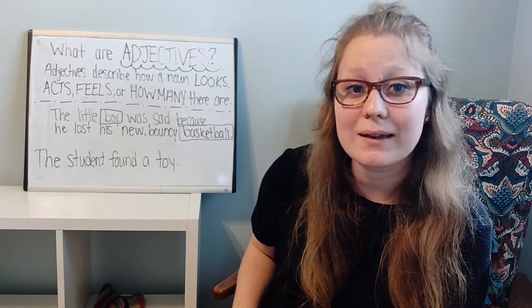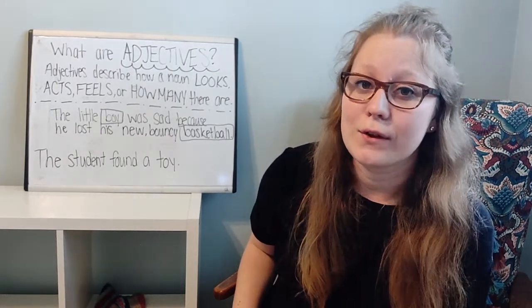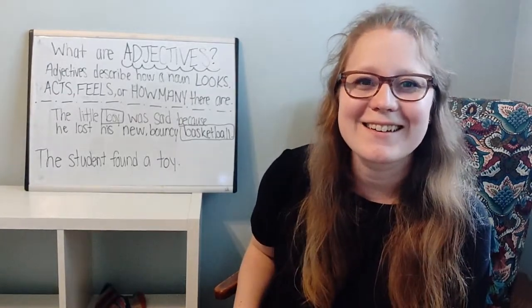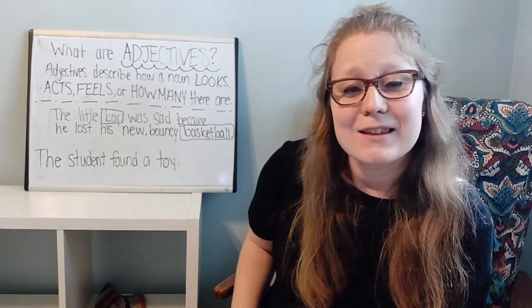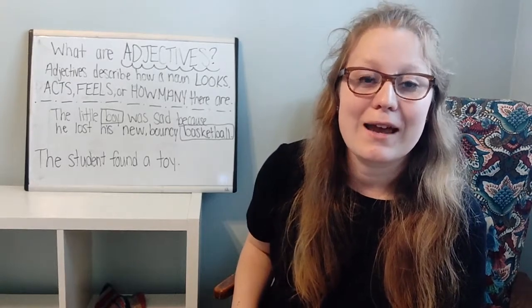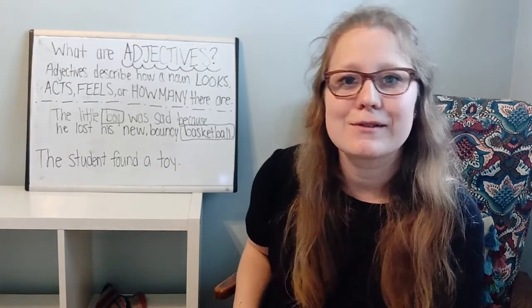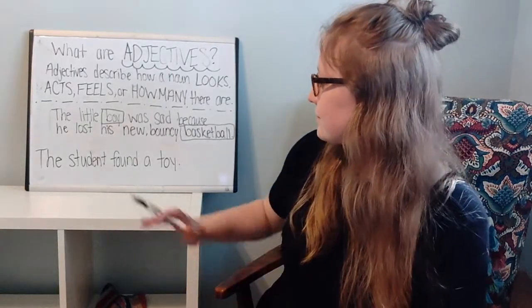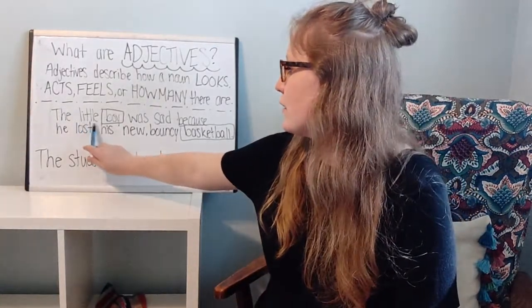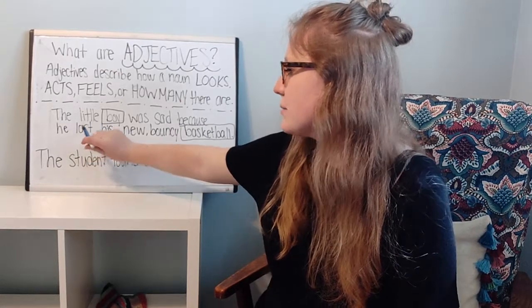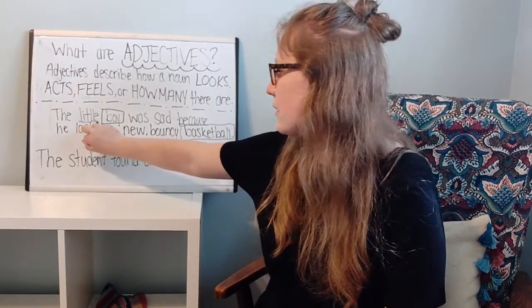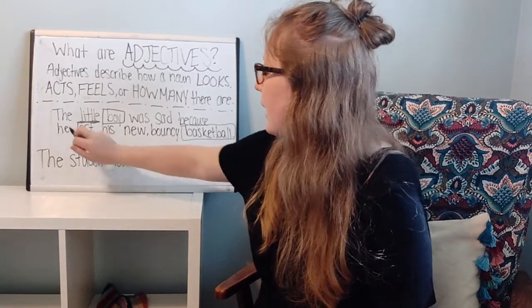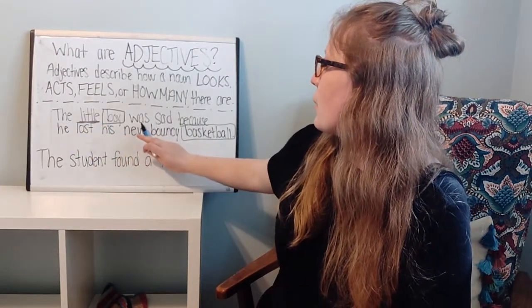So we want to try and find all of the words in this sentence that will either describe the boy, how he looks, acts, feels, or how many of the boy there is, and the words that are going to describe the basketball, how it looks, acts, feels, or how many of them there are. So, the boy is described as little. He is a little boy. That might be how he looks.